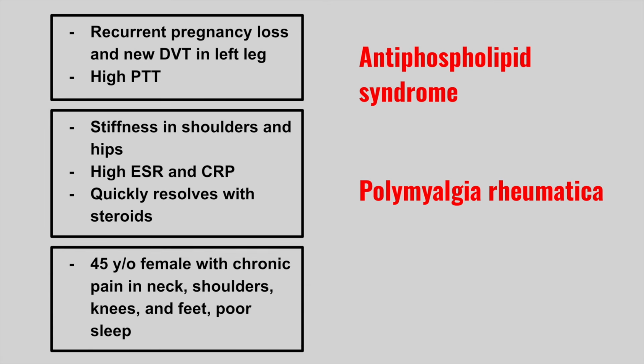Next, we have a 45-year-old female with chronic pain in the neck, shoulders, knees, and feet, and they've had a hard time sleeping. So this is fibromyalgia. It's really common in females who are age 20 to 50, and it's a very chronic, widespread MSK pain. Sometimes they'll mention the patients have tender points, stiffness in these areas, so just look for very chronic, widespread pain.